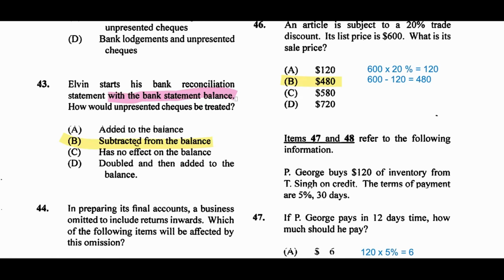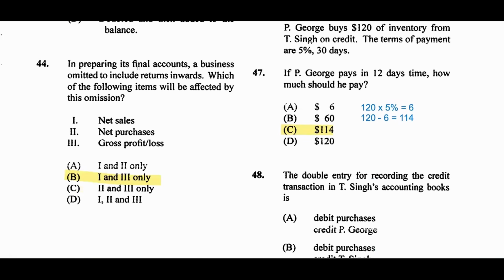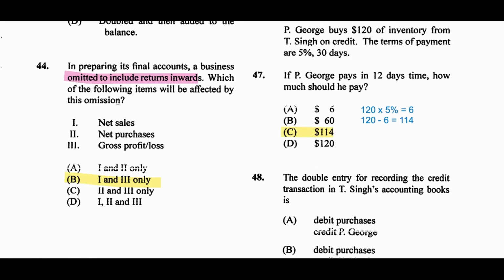Good. Question 44. In preparing its final accounts, a business omitted to include return inwards. They forgot to include return inwards. Which of the following items will be affected by this omission? Well, net sales definitely will be affected by omission of return inwards. And obviously, if net sales is affected, so will your gross profit. So 1 and 3, B.